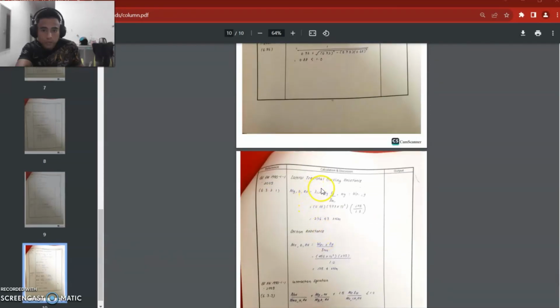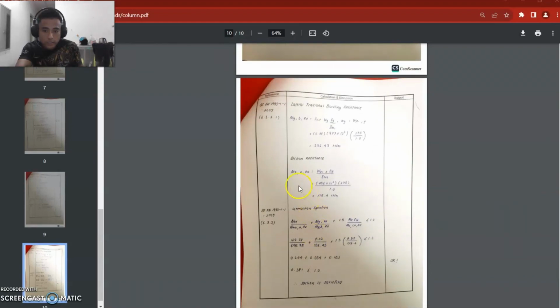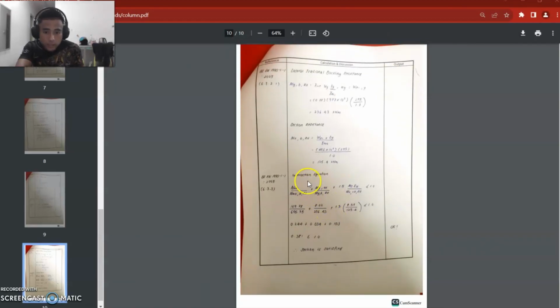Lateral tensional buckling resistance MY BRD saya dapat 236.43 kN/meter. Section resistance MZ BRD saya dapat 125.4 kN/meter. Jadi interaction equation keseluruhannya saya dapat 0.381, lebih rendah dari 1.0. Jadi section is certified.